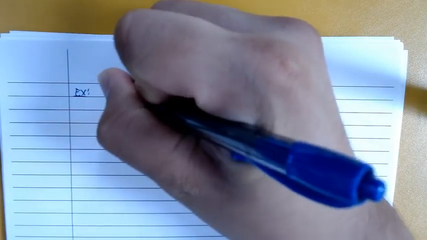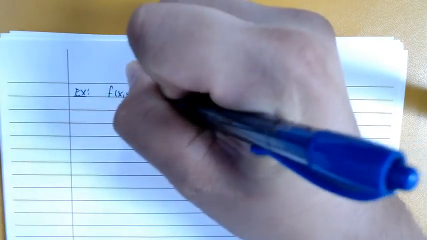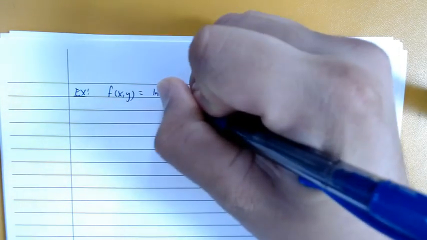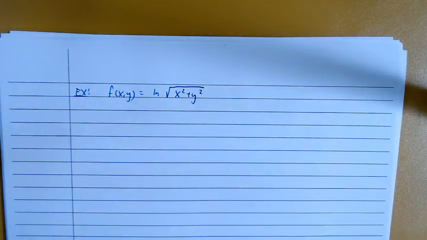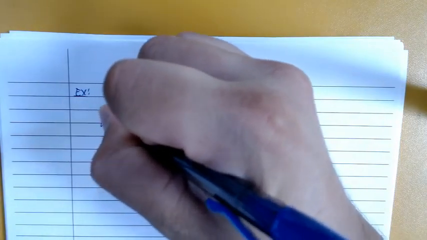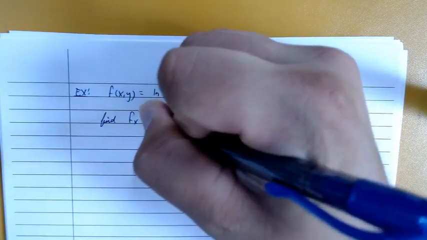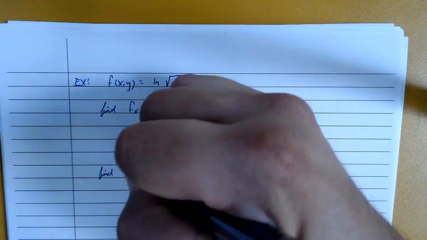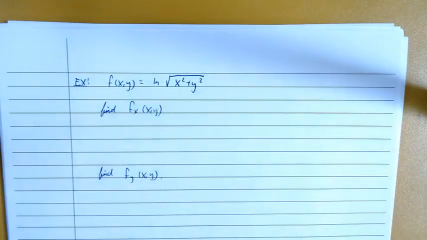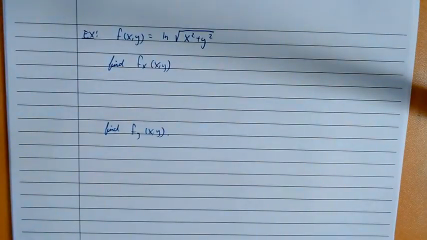All right, so let's have f of x comma y equal to the natural log of the square root of x squared plus y squared. Okay, go ahead and find the 2 partial derivatives. First one is find f sub x of x comma y, and then the second question will be find f sub y of x comma y. Okay. Go ahead and pause the video, give that a try. Once you're done, go ahead and unpause and we'll go through it together.